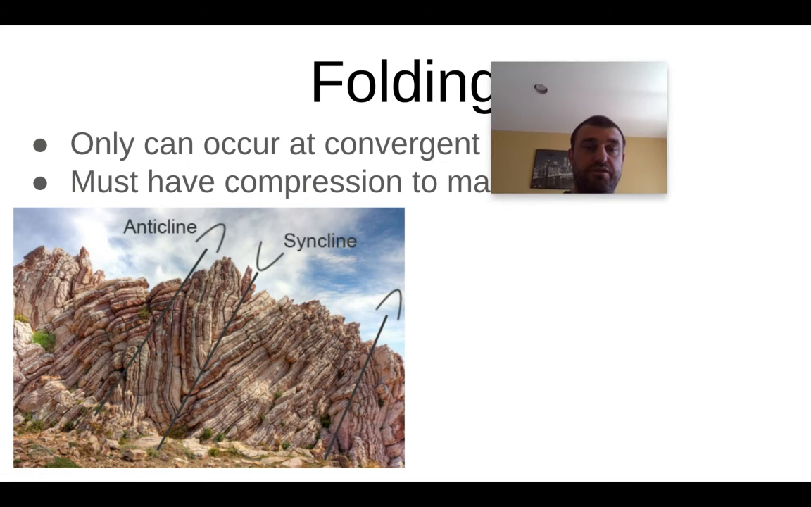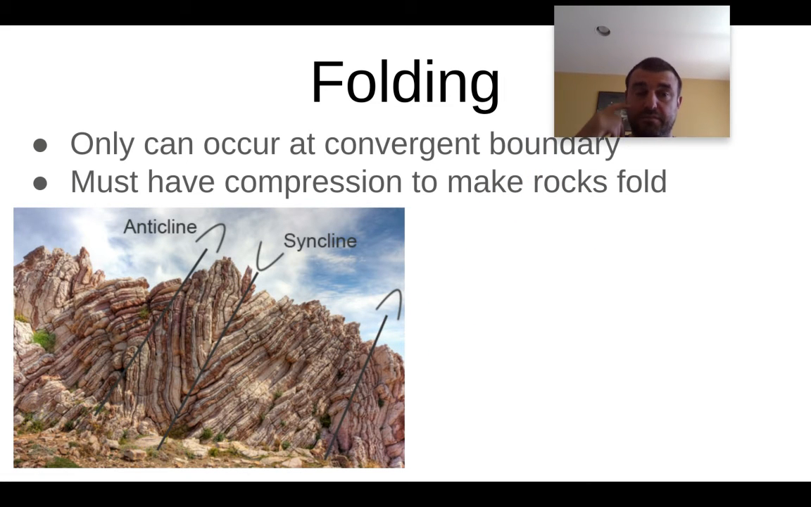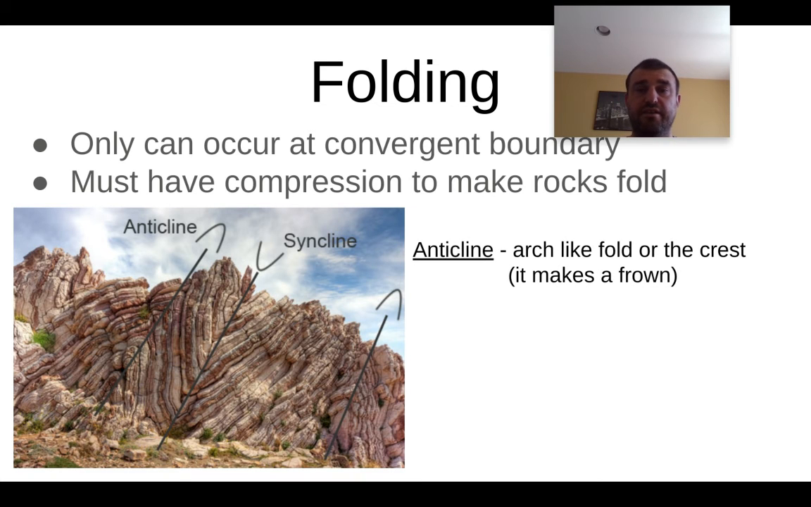So here's some really deformed land. Look at that. So you have an upward fold like that, which makes an arch, and then a U. And we call the one that makes the arch an anticline. It looks like it's frowning. So the fold that looks like a frown, we call an anticline.